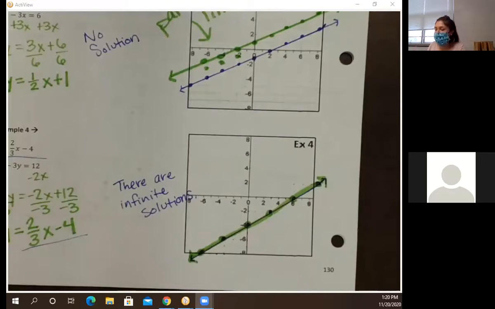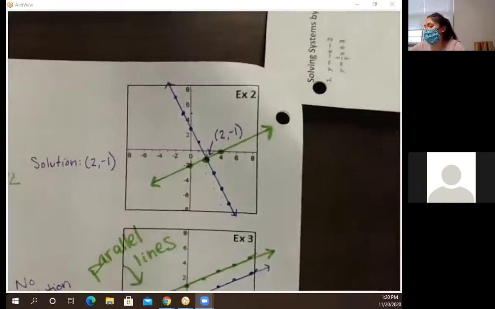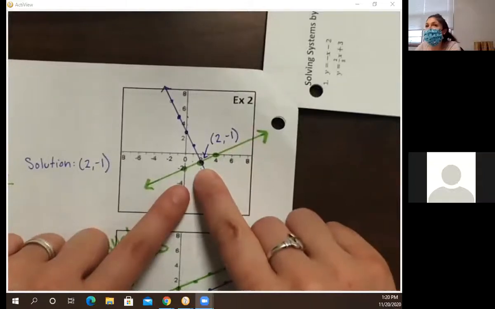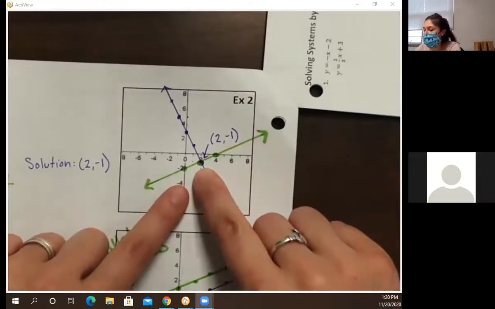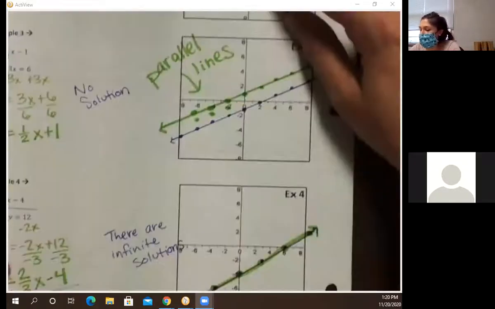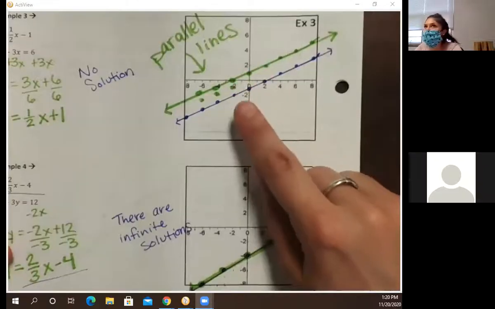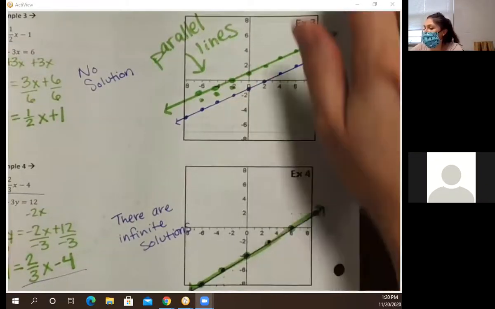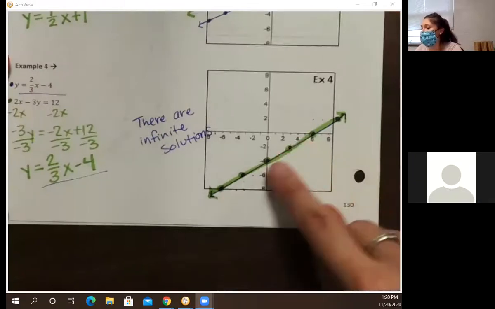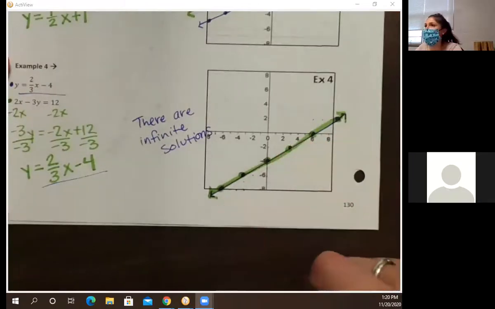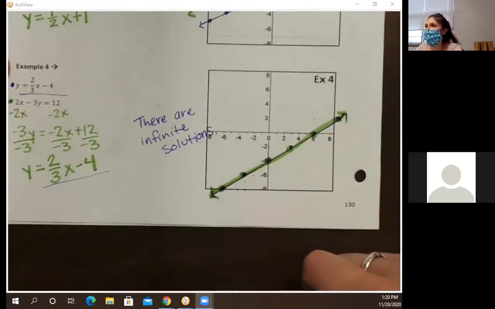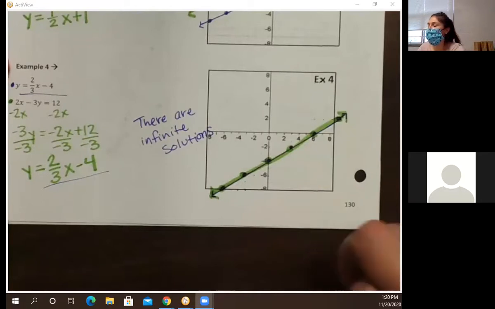So when we talk about solutions for a system of linear equations, right, when I'm looking at two lines, I've got three different possibilities. I could have one intersection point between those lines. I could have no intersection points between my lines. Or I could have infinitely many intersection points between those lines. Okay? Questions for me for today?